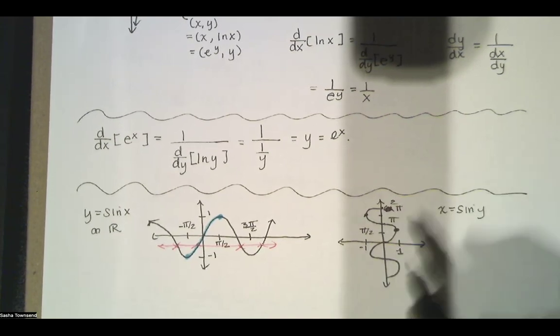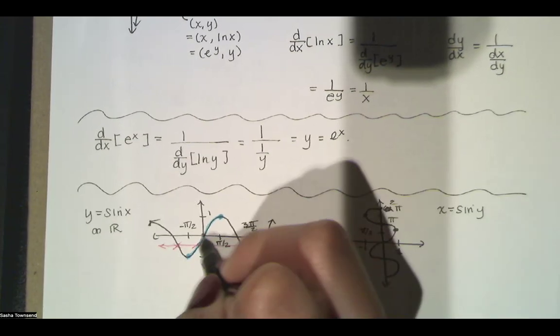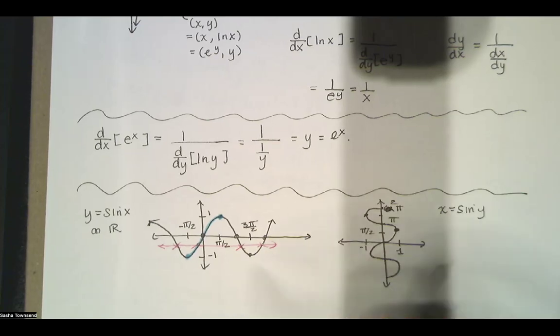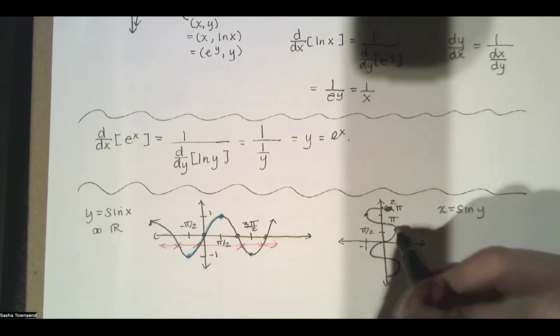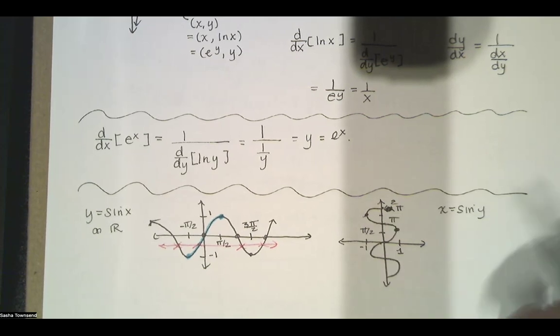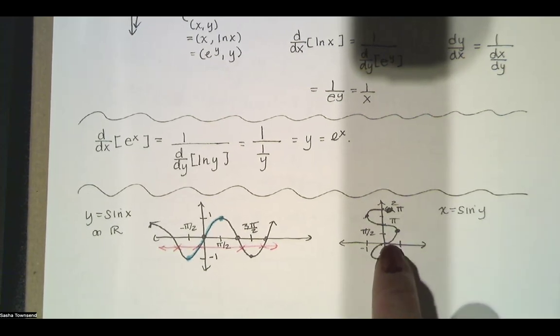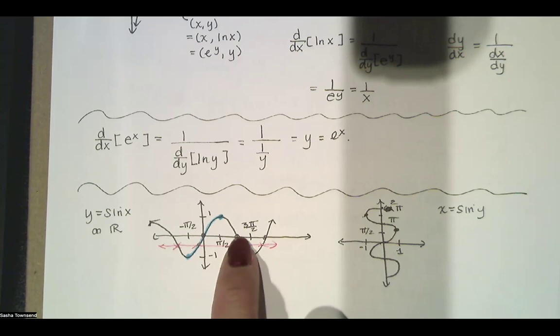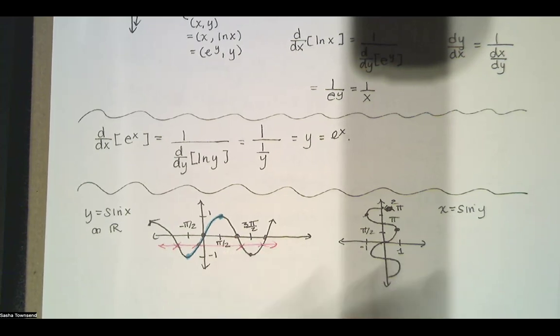But we've switched the roles of x and y. I mean, over here we had 0, 1, 0, -1, 0. We switched the roles of x and y. It looks like 0, 1, 0, -1, 0. And of course, that's happening at 0, pi over 2, pi, 3 pi over 2, and 2 pi. Just like here we have 0, pi over 2, pi, 3 pi over 2, and 2 pi. So we've switched the roles of x and y, and this is what we get. But again, that's not a function.